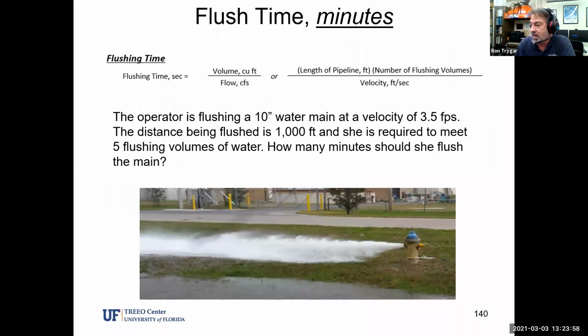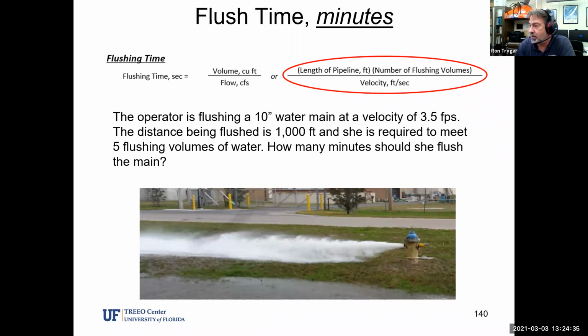So the first thing is the question is going to read to us. It says the operator is flushing a 10-inch water main at a velocity of 3.5 feet per second. The distance being flushed is 1,000 feet, and she is required to meet 5 flushing volumes of water. How many minutes should she flush the main? We're showing here in a picture a hydrant which is gushing water up pretty good. So how long should we flush the main to get 5 flushing volumes out of the pipe? We're going to use the formula that shows the length of the pipe and the number of flushing volumes. That's our formula of choice for this one.